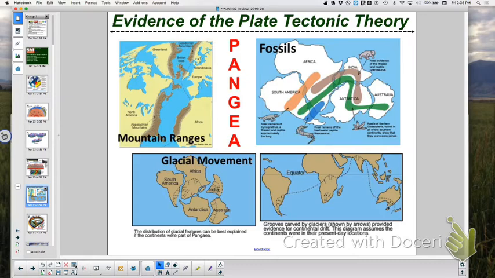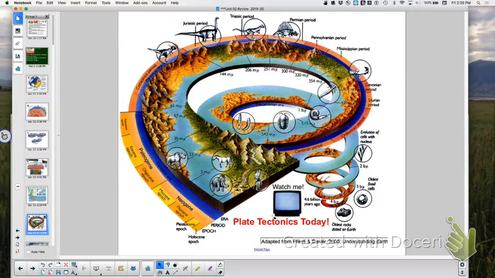All right. Then we talked about how as the earth changed, then that could affect what organisms could live there.